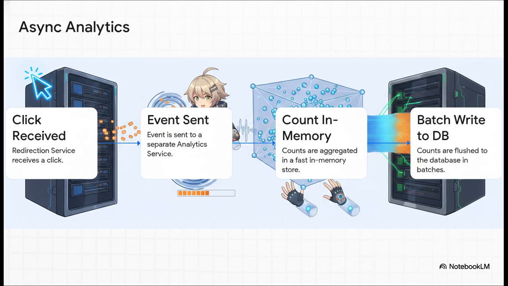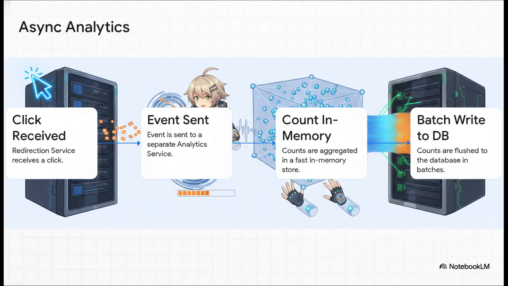But wait, if every single click is hitting our server, we can't be writing to our main database every single time. A popular link could generate thousands of writes a second and would just bring our database to its knees. So the solution is to do it asynchronously. Here's how it works. When a click comes in, our main redirection service doesn't touch the database. It just shouts the event into a message queue, like, hey, link XYZ was just clicked.